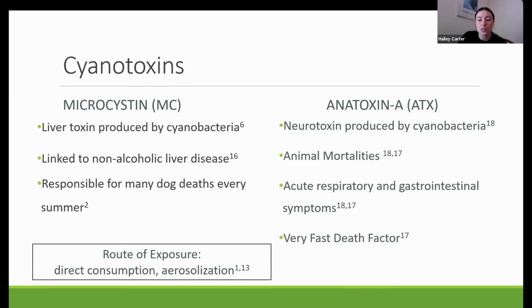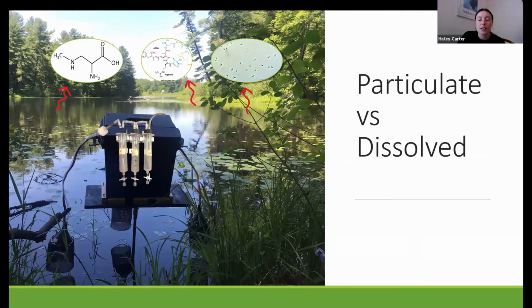But both humans and animals are exposed to not just anatoxin, but other cyanotoxins through direct consumption, such as drinking water, eating fish that had previously consumed the toxin, and inhalation of aerosolized toxin. Cyanotoxins are aerosolized in two forms, the particulate and the dissolved. The particulate are the cyanobacterial cells in the air that contain the toxins within them, and the dissolved are free toxins that have dissolved in the water and then aerosolized.